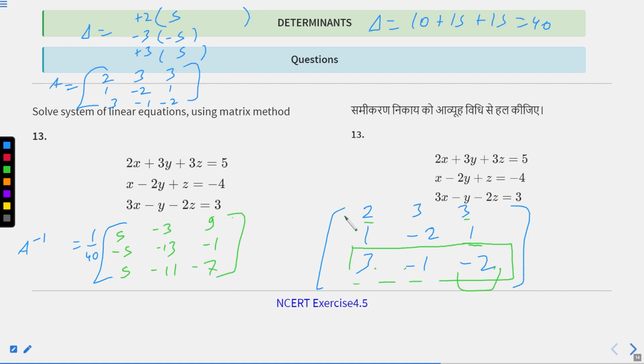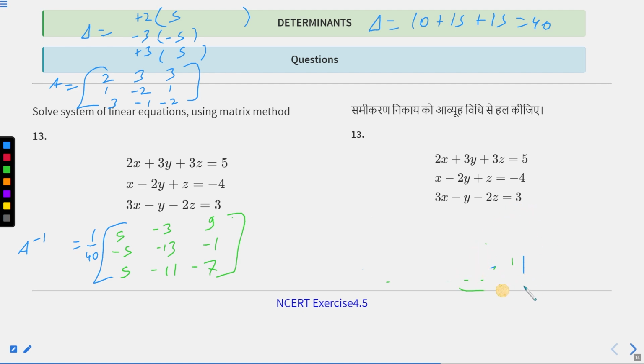Now let me interchange these signs. The signs will get changed in their respective positions according to the cofactors. So this will be plus, this will be minus, minus minus will become plus. So plus minus plus minus plus minus plus minus plus. So you will have this. Now multiply with b.